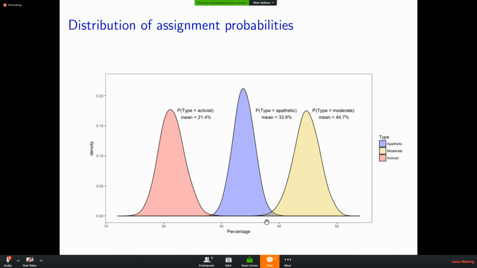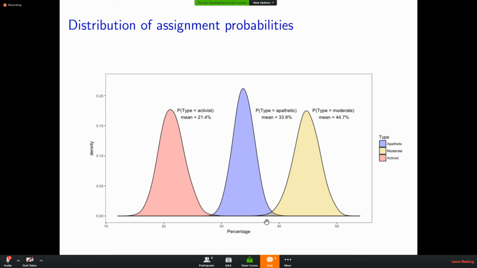The model doesn't always classify the person as having a certain type, but returns information about the probability that each individual in the sample has each of these three types. Also, we don't learn about these probabilities with certainty. As with any estimated quantity, there is some associated uncertainty. So what I'm showing you here is the distribution of the probabilities that this average person in the sample is classified as having each of the three types.